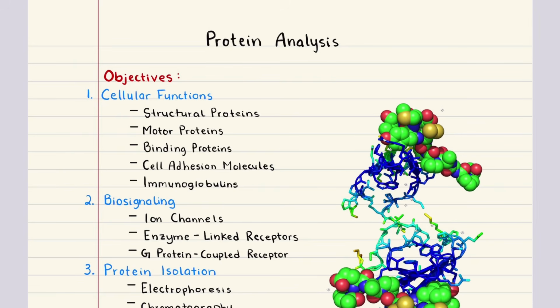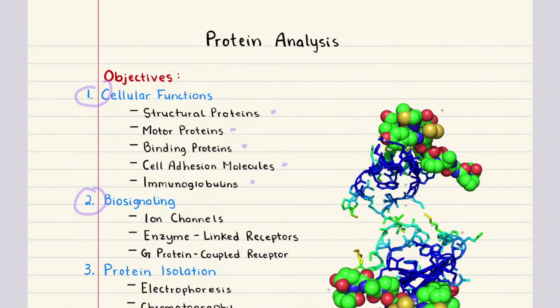Today we're going to be covering Chapter 3 in our MCAT Biochemistry series, and this chapter is titled Non-Enzymatic Protein Function and Protein Analysis. In this chapter, we're going to be covering the following objectives. First, we're going to talk about non-enzymatic protein functions inside the cell. That includes structural proteins, motor proteins, binding proteins, cell adhesion molecules, and immunoglobulins.